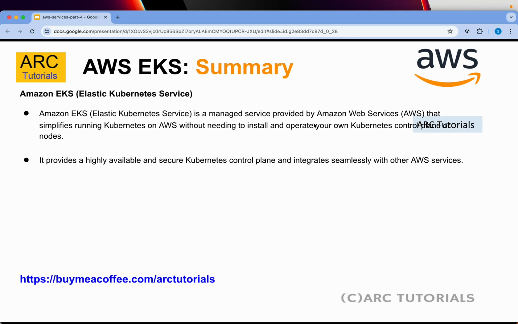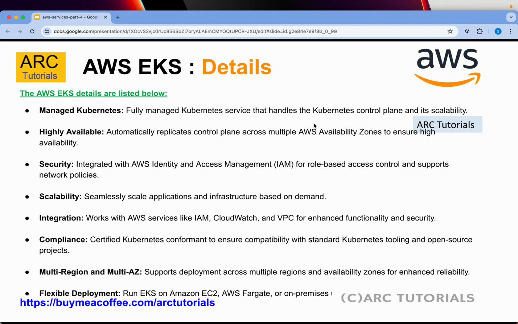So what is AWS EKS? Don't get confused with ECS. This is EKS, which is Elastic Kubernetes Service. Amazon EKS is a fully managed service provided by AWS that simplifies running Kubernetes on AWS without needing to install and operate our own Kubernetes control plane. It has a highly available and secure control plane, which means that you can easily integrate Kubernetes without really having to install and manage your own Kubernetes platforms and nodes. So let's dig a little bit deeper into it.